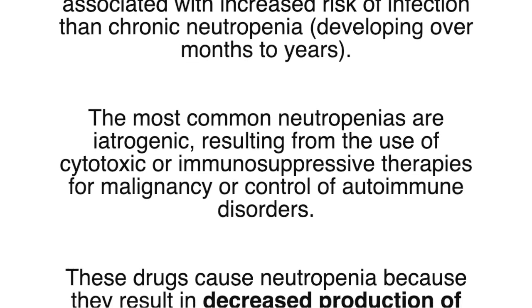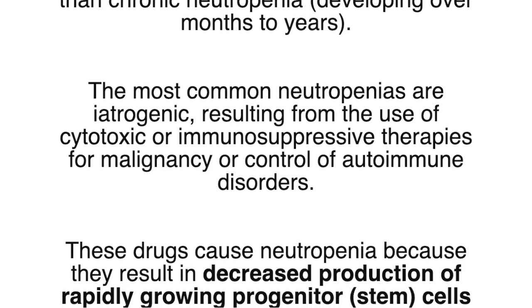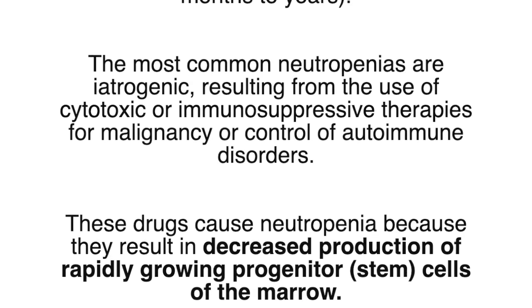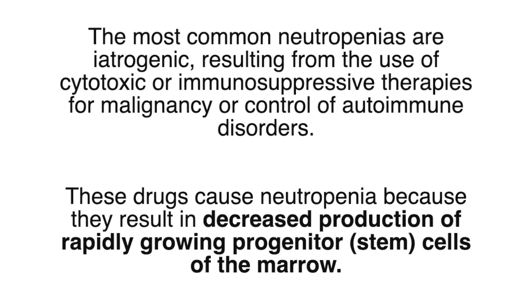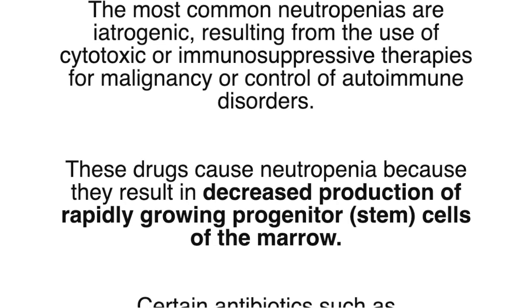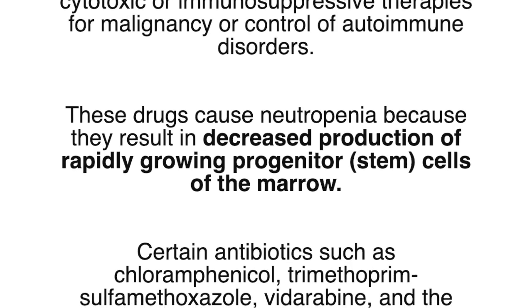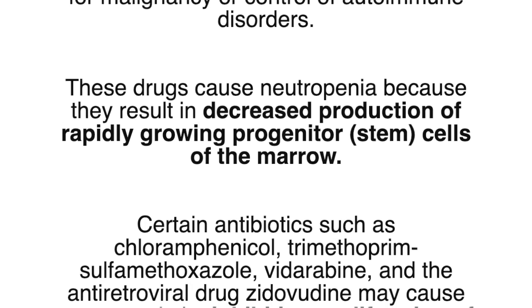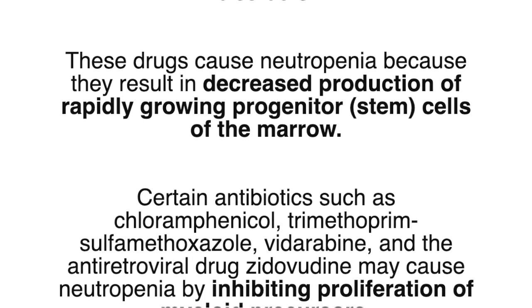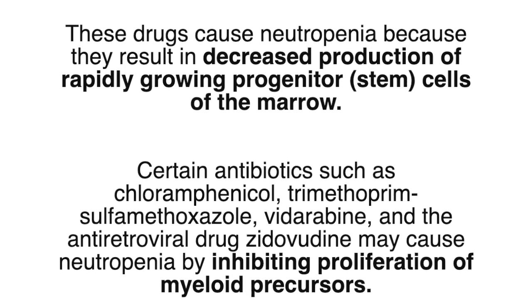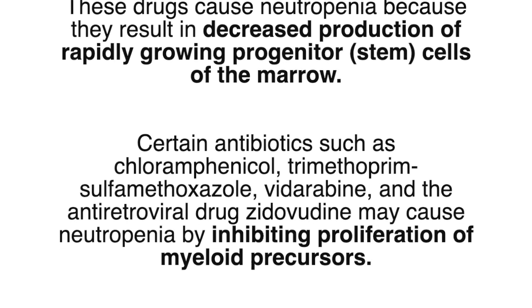The most common neutropenias are iatrogenic, resulting from the use of cytotoxic or immunosuppressive therapies for malignancies or control of autoimmune disorders. These drugs cause neutropenia because they result in decreased production of rapidly growing progenitor, that is stem cells of the marrow.